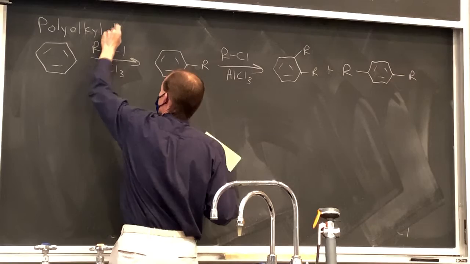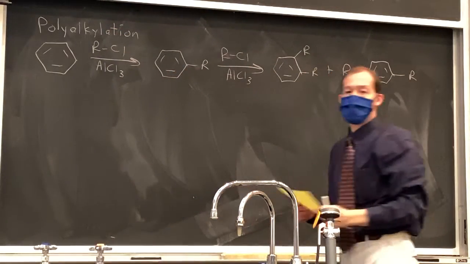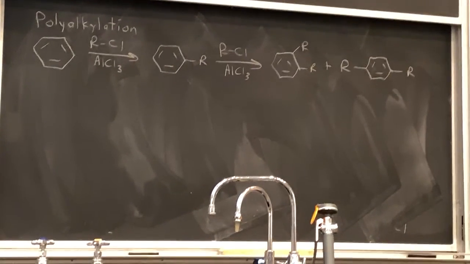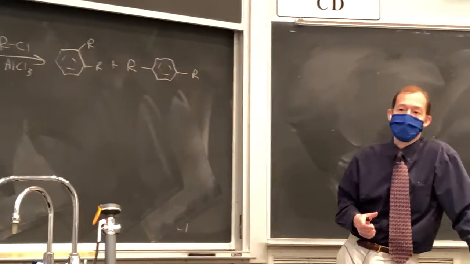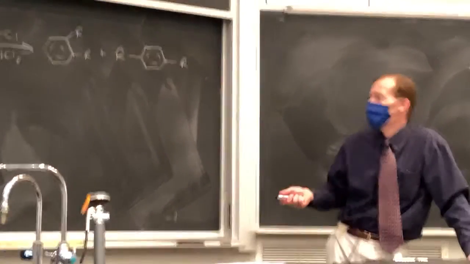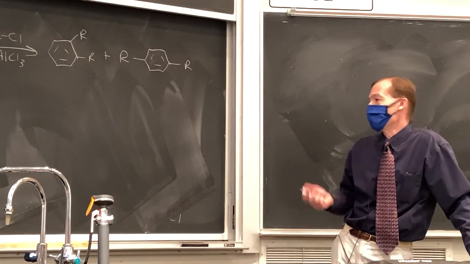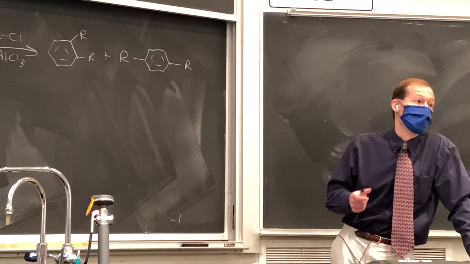So the way to solve this polyalkylation is to use a large excess of your benzene. Let's say you have a 10-to-1 ratio of benzene to your alkyl chloride. As you start to produce your monoalkylated product, yes, it will be more reactive, but it will also always be in a much lower concentration than your benzene. So if you make sure your benzene is always in a much higher concentration than your product by using excess, then you can obtain just the monoalkylated product.